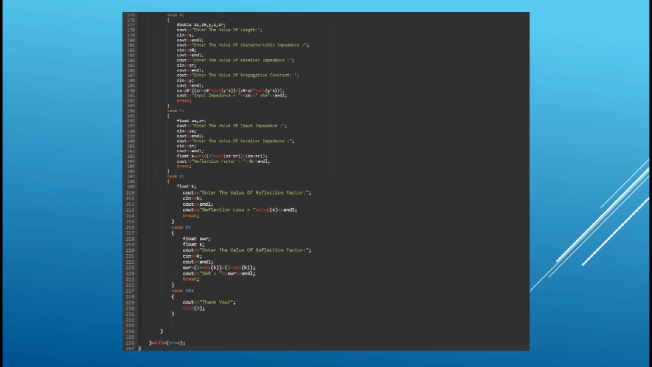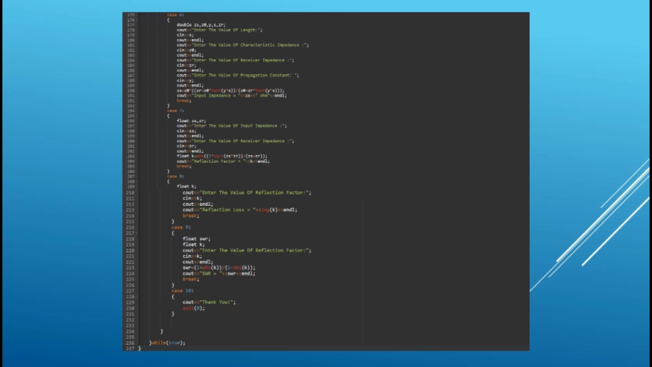Case 9 is to find the standing wave ratio. To find the standing wave ratio, only one value is required. The value is the reflection factor. Once we enter the value of the reflection factor, it will apply the corresponding formula. The formula used to find the standing wave ratio is 1 plus absolute value of k divided by 1 minus absolute value of k.